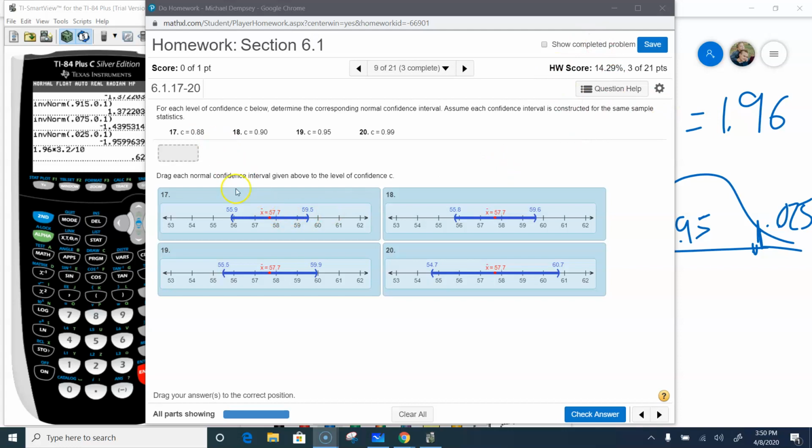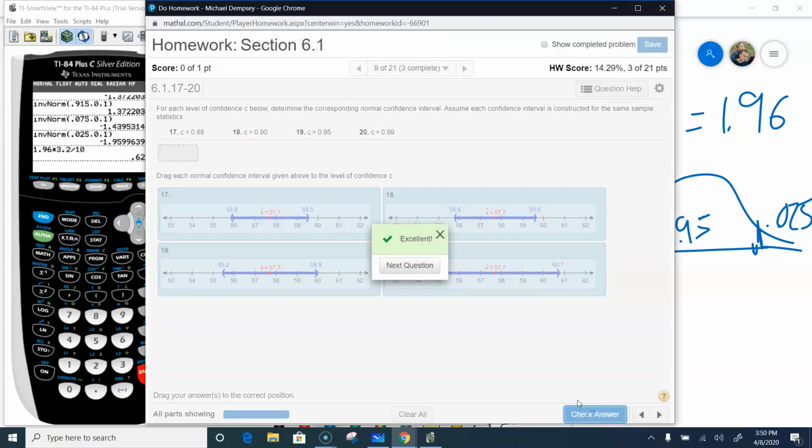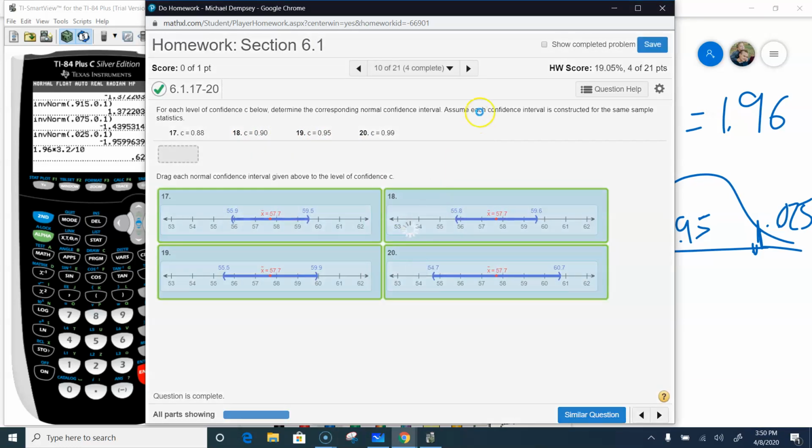But what I want for my 88%, that's going to be my most narrow interval. So if you can't see that 55.9 to 59.5 is shorter than any of the rest of these, subtract. Take 59.5 minus 55.9. Take 59.6 minus 55.8. Just subtract them. But it's going to go most narrow up to the widest. The biggest interval has to be the 99% confidence interval.